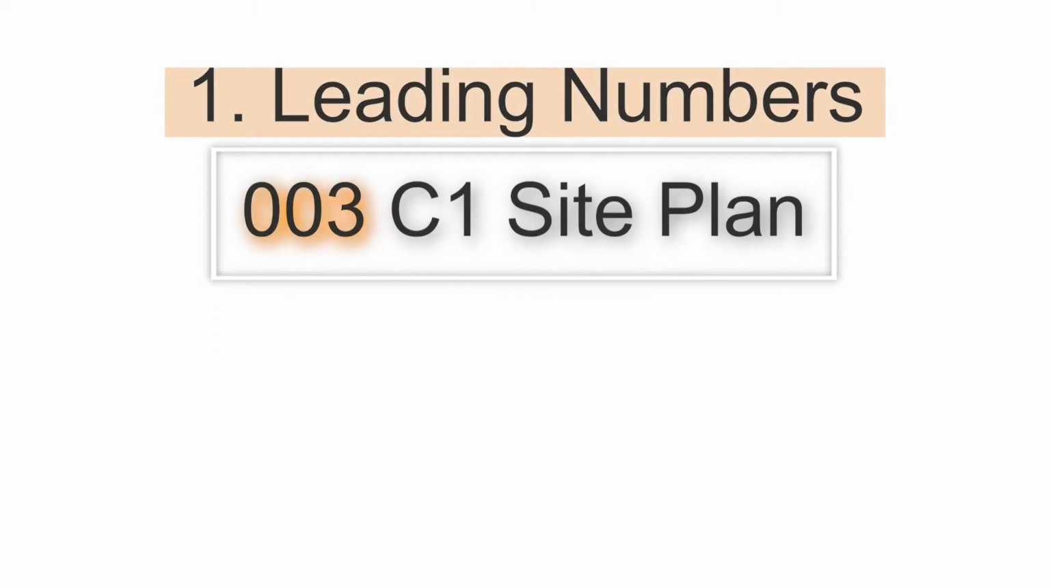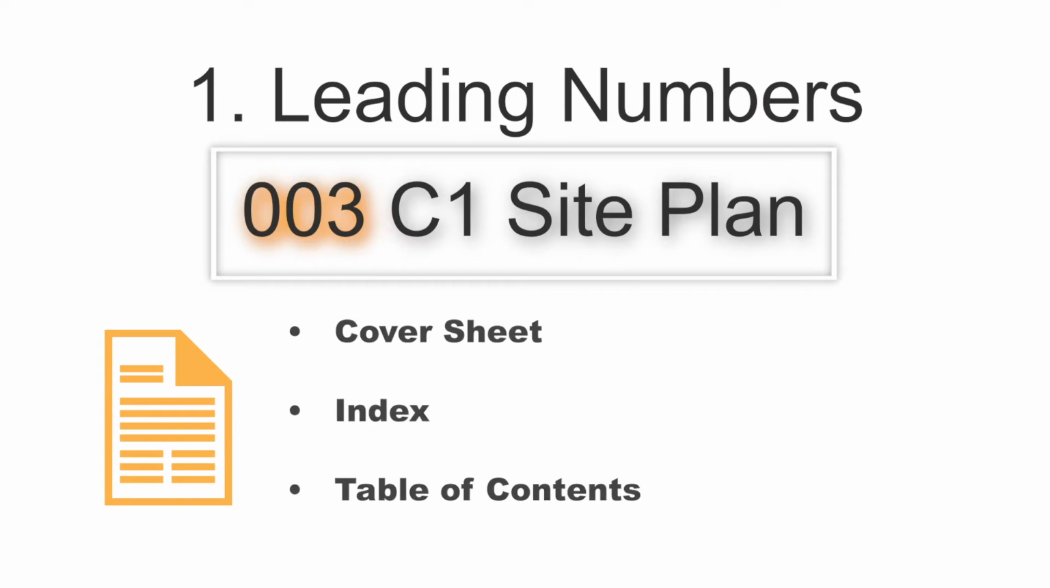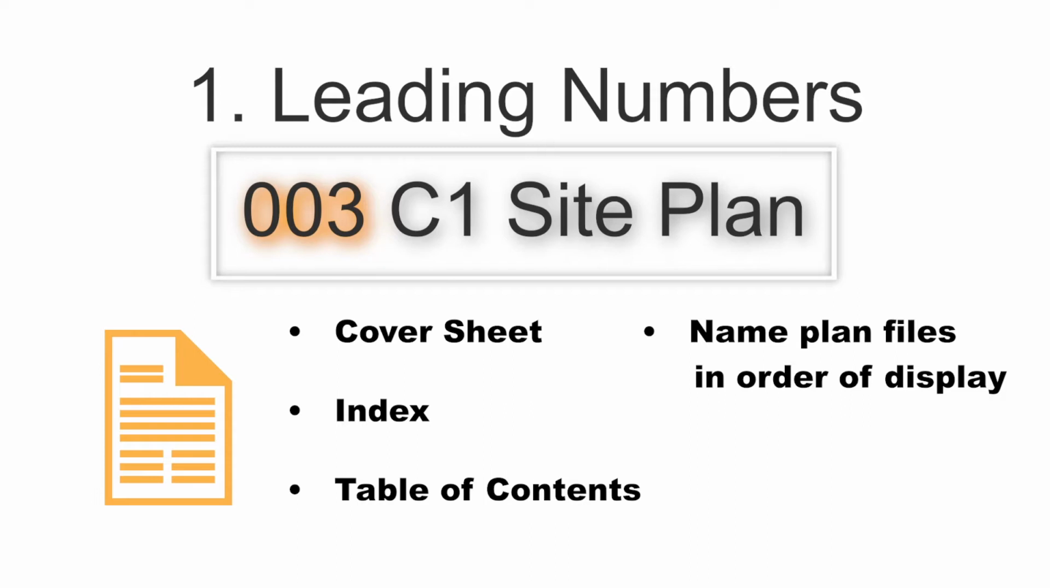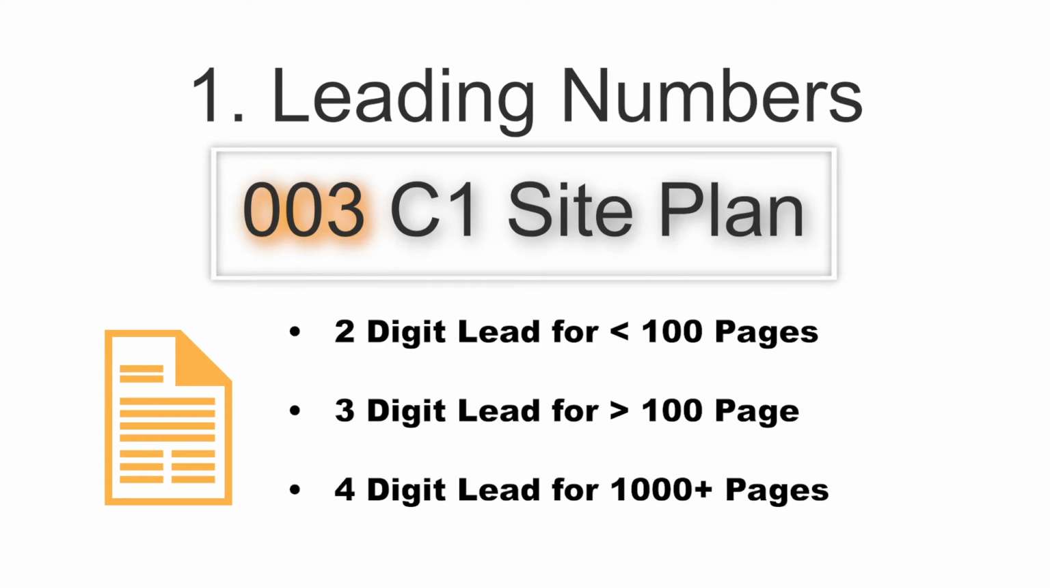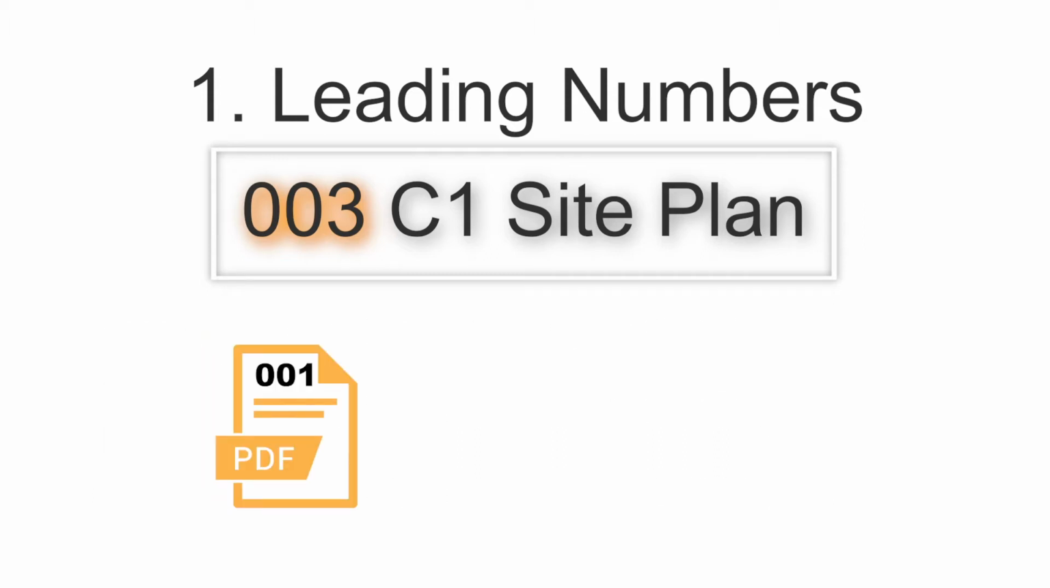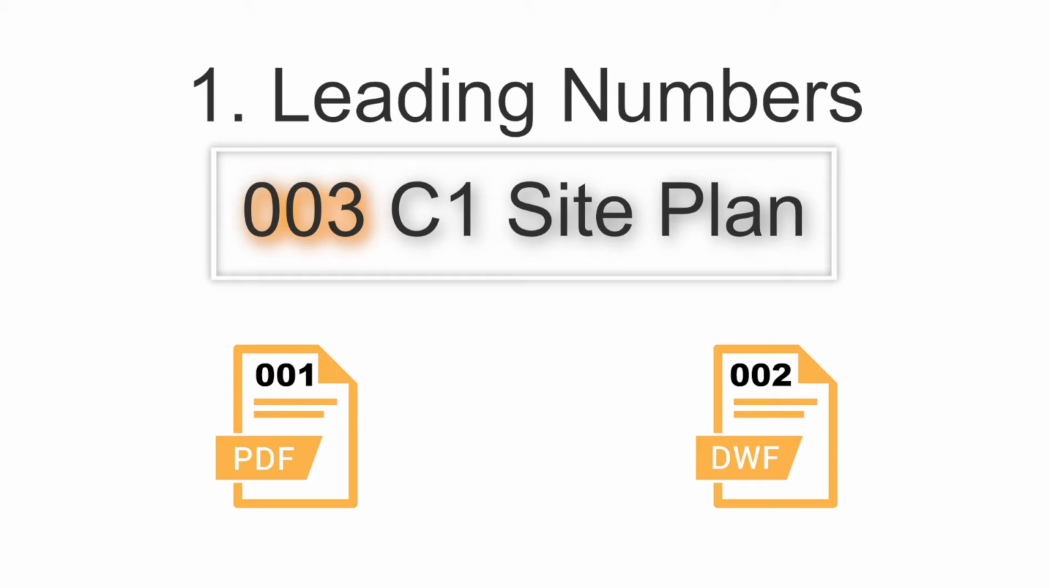All files should be named according to the order listed on your provided cover sheet, index, or table of contents. This format ensures files are displayed in a logical order. Plans under 10 pages don't have a cover sheet, so just name the plan files in the order you want them displayed. Lead with a 2-digit number if you have fewer than 100 pages, a 3-digit number if you have more than 100 pages, and a 4-digit number if your plans exceed 1,000 pages. For example, type 001 for your first file, 002 for your second file, and so on.